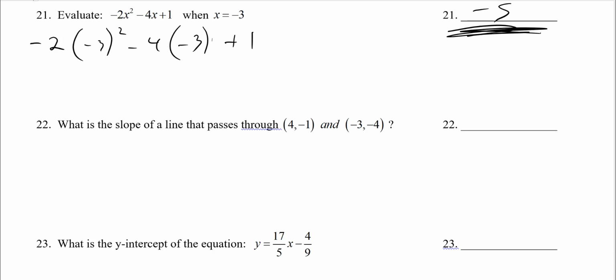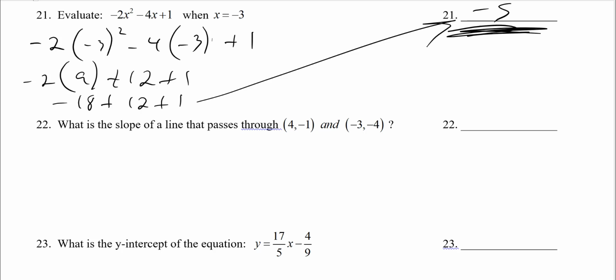Okay, if I did it manually, it's -2 times -3 squared, which is 9, minus 4 times -3, so it's plus 12, plus 1. So it's -18, plus 12, plus 1, and that gives you -5.